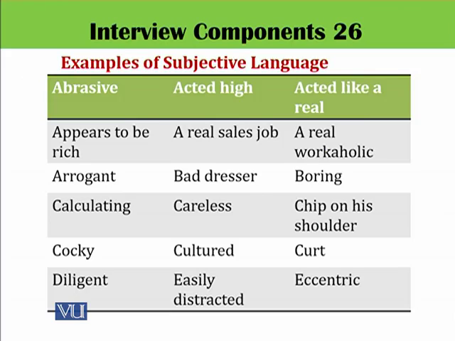Then boring. This is very subjective language. If you say someone is boring, he may be offended. So it must be avoided. Calculating, careless, chip on his shoulder, cocky, cultured, curt, diligent, easily distracted, eccentric. Such language and other synonyms of such words must be avoided.